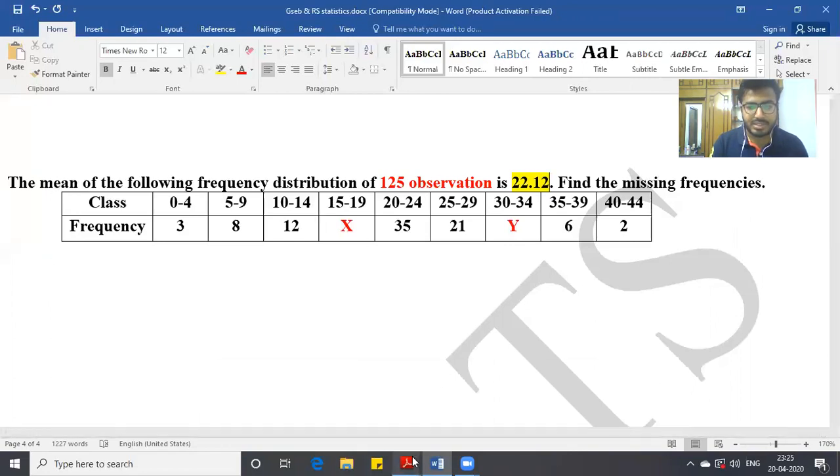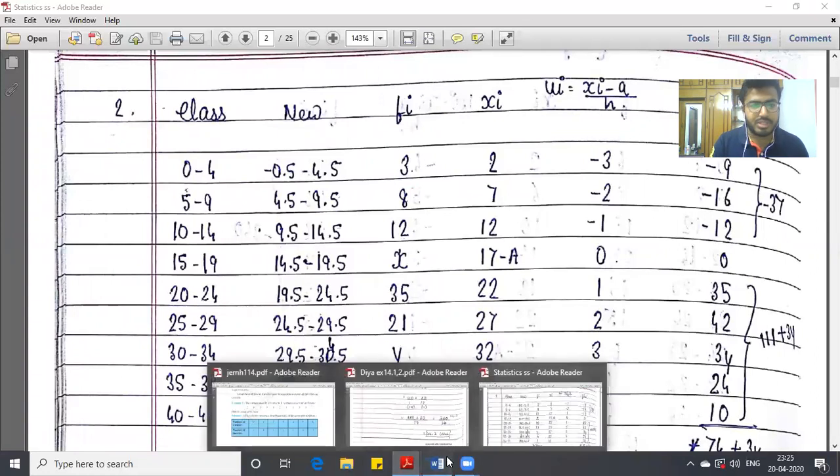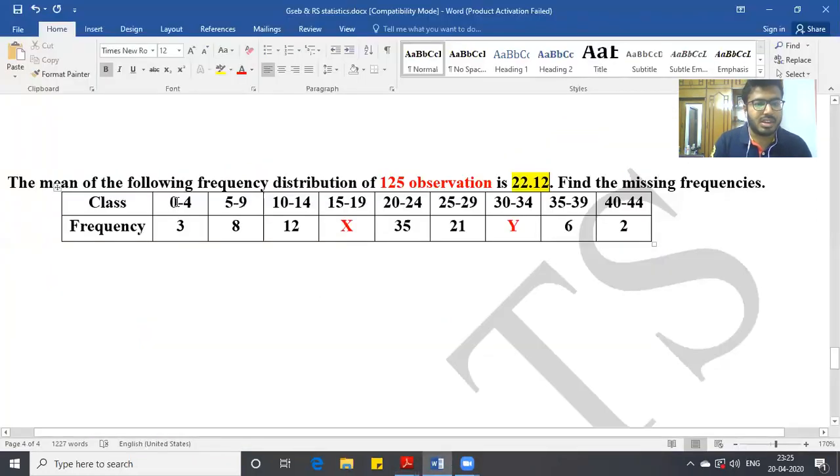So let's look into the answer, how it has been done. One more thing, look here. See the class 0 to 4, then it is 5 to 9, then it is 10 to 14. It is not continuous. So for making it continuous, already we discussed what we have to do: minus 0.5 and plus 0.5. So here it will be minus 0.5 to 4.5, then here it will be 4.5 to 9.5. So we have to rearrange the classes also.